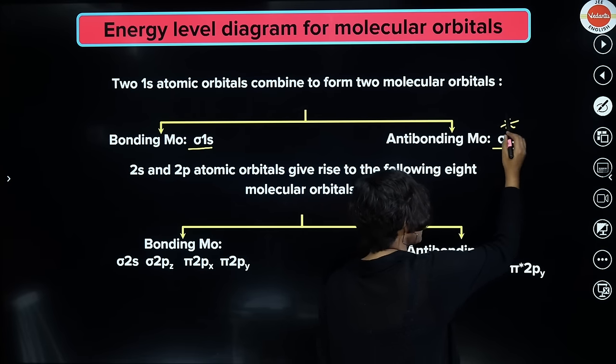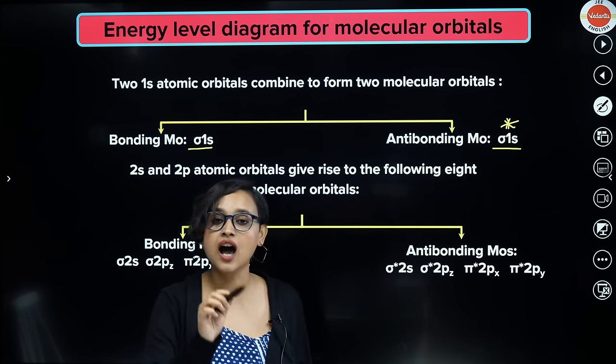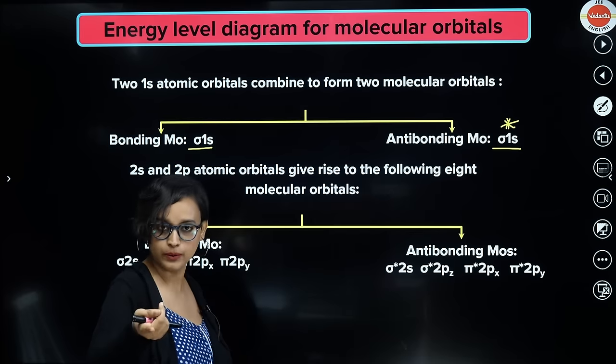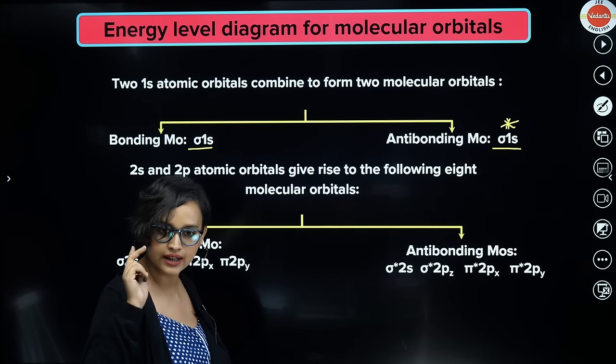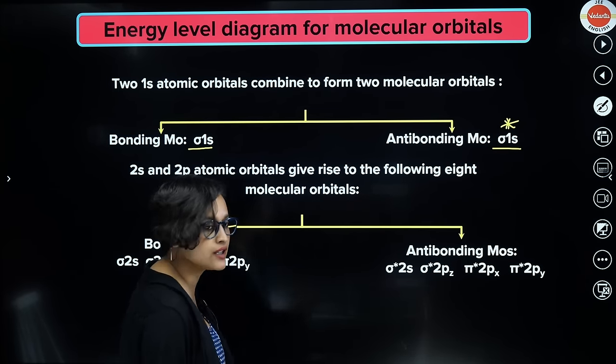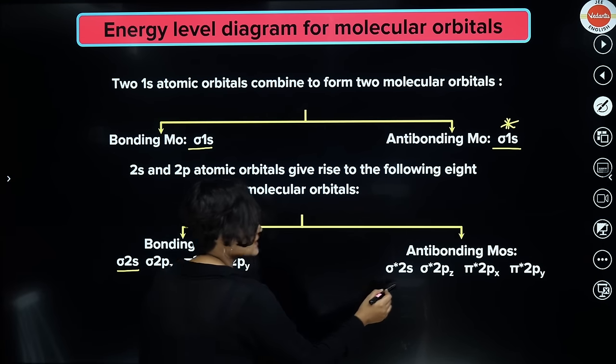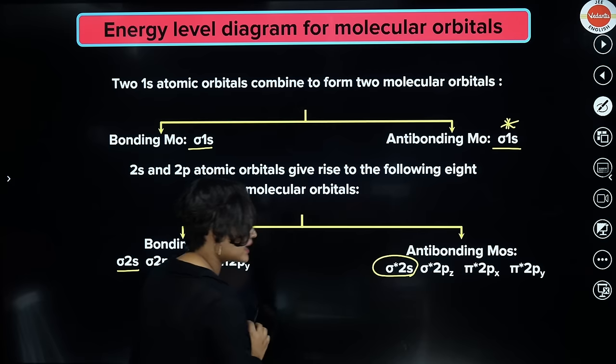This will have a star. You will always put a star for the anti-bonding one. Okay. If it is 2s and 2p, then see what happens. For 2s, you will again write sigma 2s and sigma star 2s. That is it.